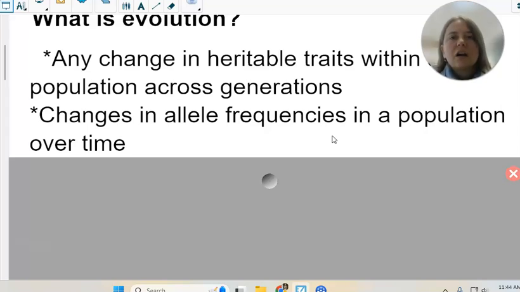So if we use our frog example, we have a light colored frog skin allele and a dark colored frog skin allele. If the birds are getting the light colored frogs, then fewer of those are going to have babies and more of the dark colored frogs are going to have babies. So the allele for the dark colored frog skin is going to become more frequent in the population. So then that population has evolved. None of the individual frogs have.